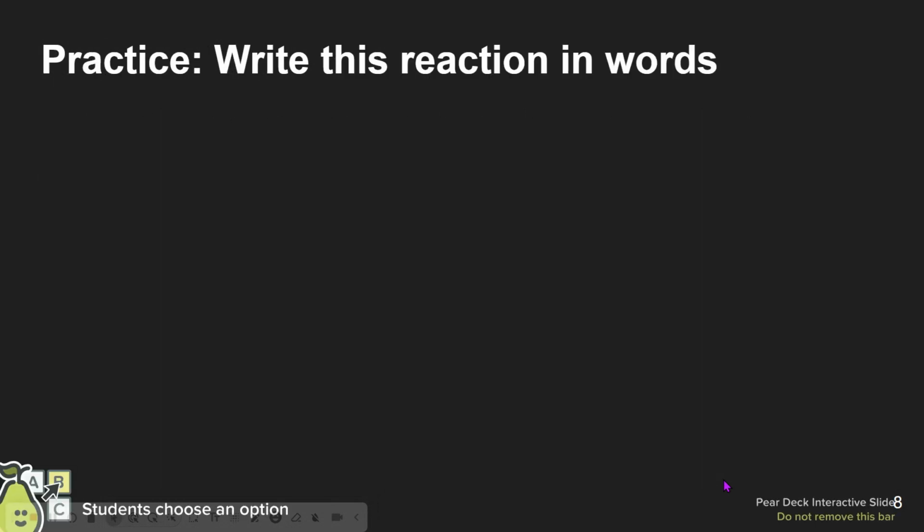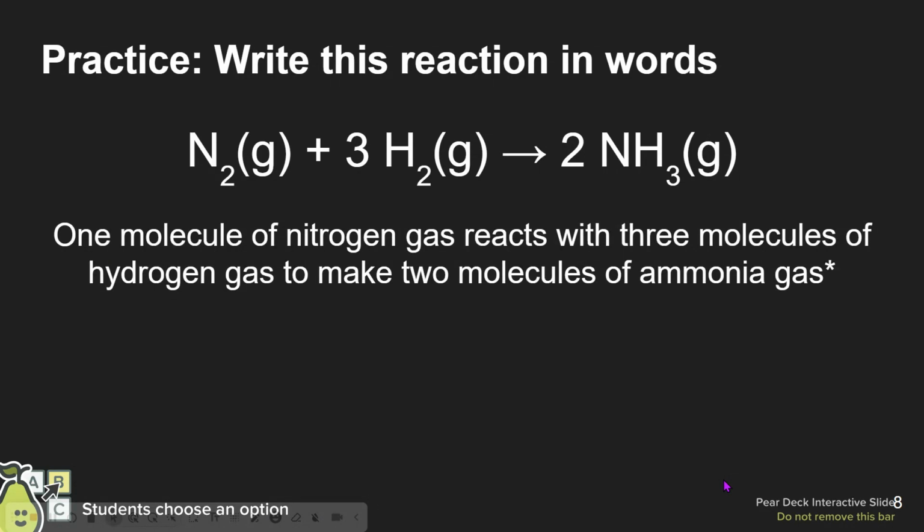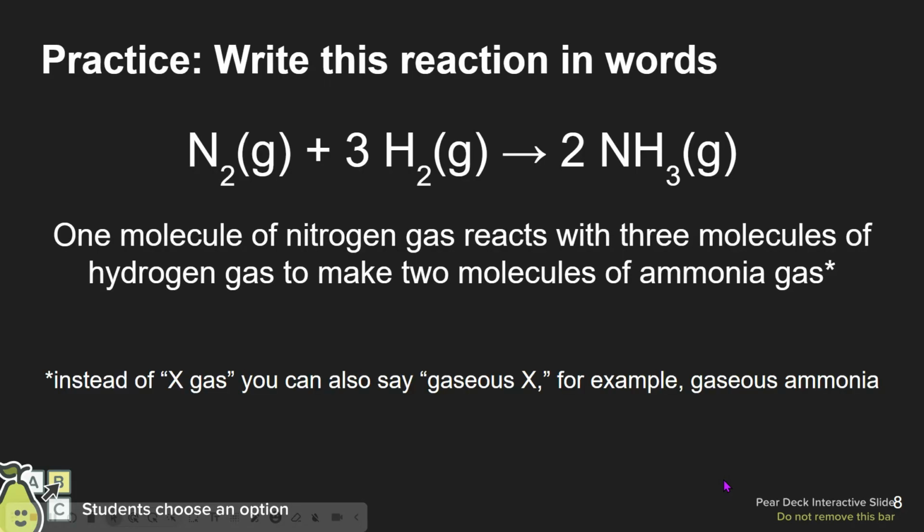Now if you'd like, you can do a little practice to write this reaction in words. And you can pause for a moment to give it a shot. This would read, one molecule of nitrogen gas reacts with 3 molecules of hydrogen gas to make 2 molecules of ammonia gas. Note that instead of saying any particular gas, you can also say gaseous, etc. So for example, you might say gaseous ammonia and gaseous hydrogen and gaseous nitrogen.